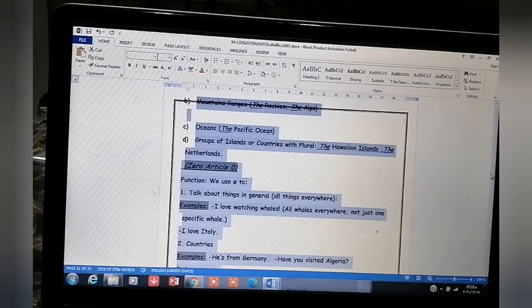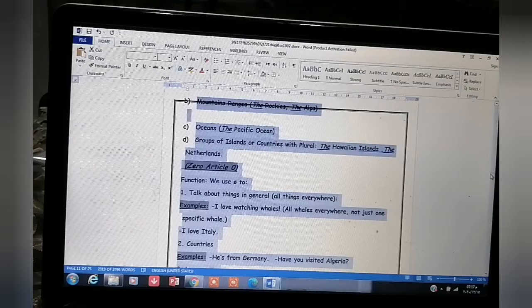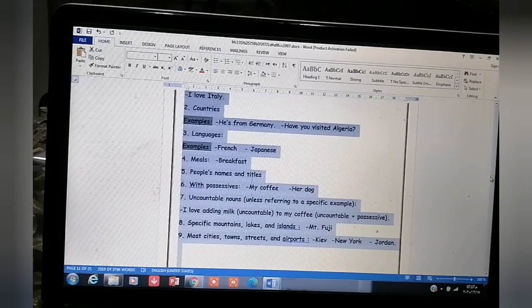It's okay. Now, zero articles. Function, we use zero or nothing to, number 1, talk about things in general. All things everywhere. Example, I love watching whales. All whales everywhere, not just one specific whale. Okay, I love Italy. I can't say I love the Italy. I love Italy. Countries. Example, he's from Germany. Have you visited Algeria? Okay. The next one. Languages. Example, French, Japanese. We cannot say the French, the Japanese, because it's the language.